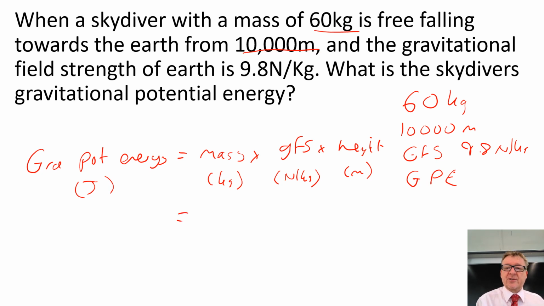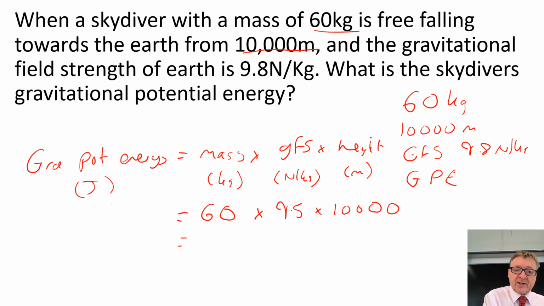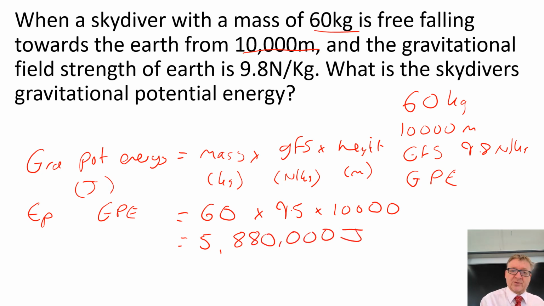Now I substitute in my numbers: 60 kilograms, gravitational field strength is 9.8, multiplied by the height, 10,000. That is then my gravitational potential energy, which is often written as EP. 60 times 9.8 times 10,000 is 588,000 joules. It doesn't say to do anything else other than that.